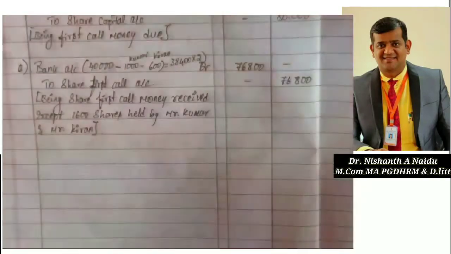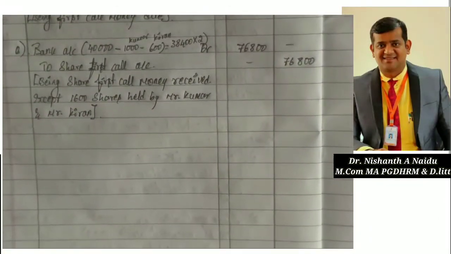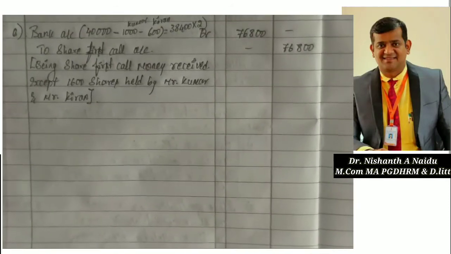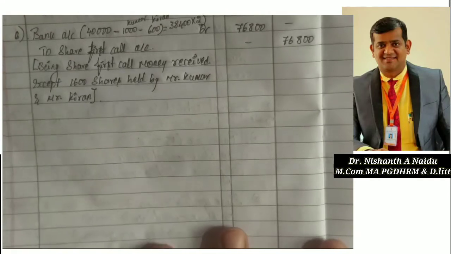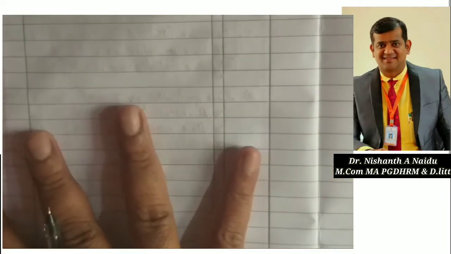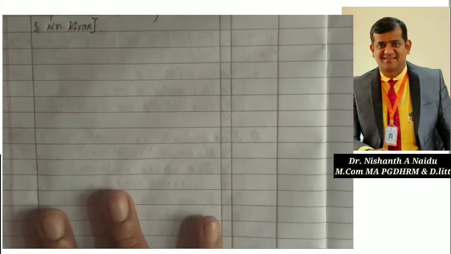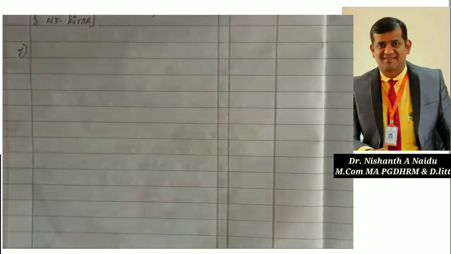Okay, so now we are done with the 6th journal entry. Next, that is first call money receive entry. Next we are moving to the second call due entry. So let us move towards the second call due entry. That is the 7th journal entry. Okay, so let us start the 7th journal entry.